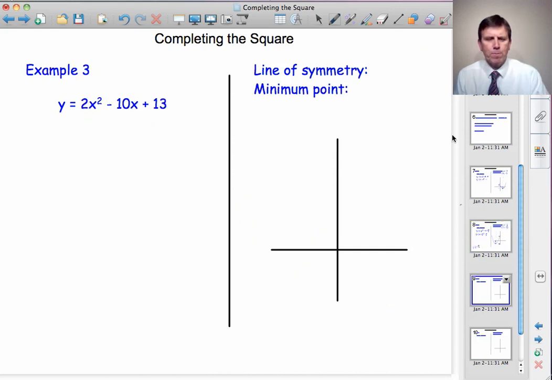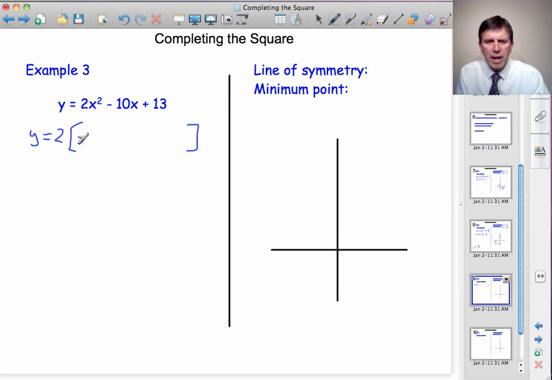Example 3. Y equals 2x squared minus 10x plus 13. Now this is our first example with more than one x squared involved. So how do we tackle that? Well, what we do is we take out a common factor of the number of x squareds we have. So y is equal to 2 multiplied by some bracket. Now you may be thinking, but there isn't a common factor of 2 running through these three terms. Well, we just forced the issue to make a common factor of 2.